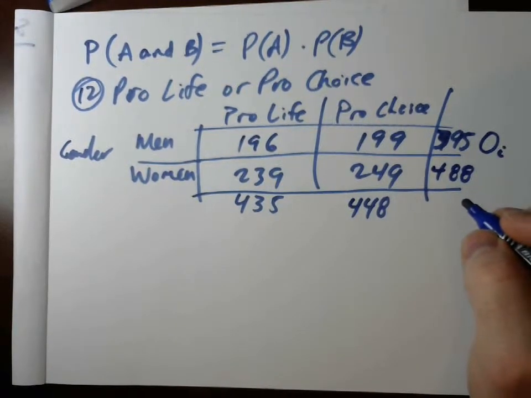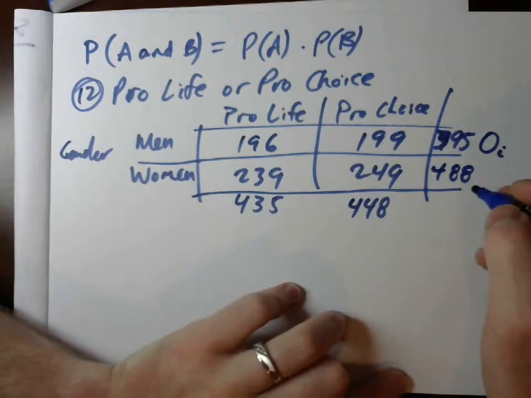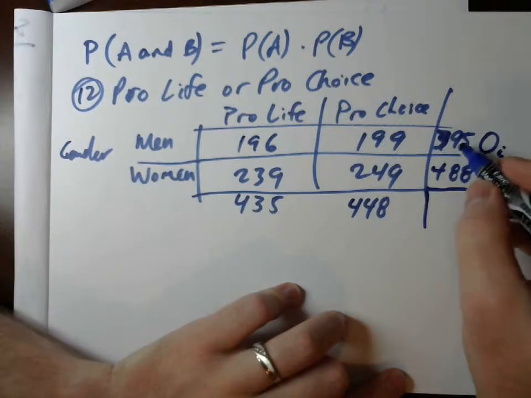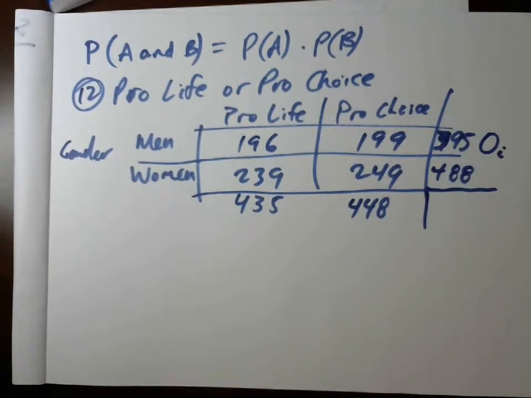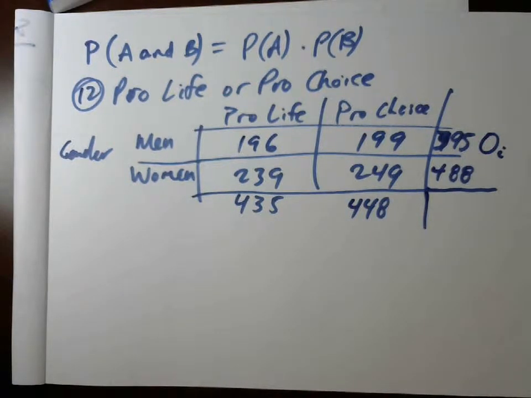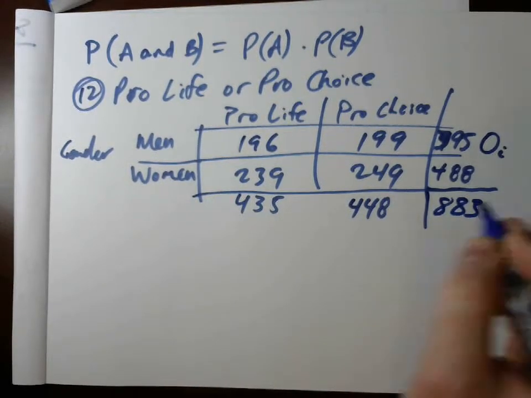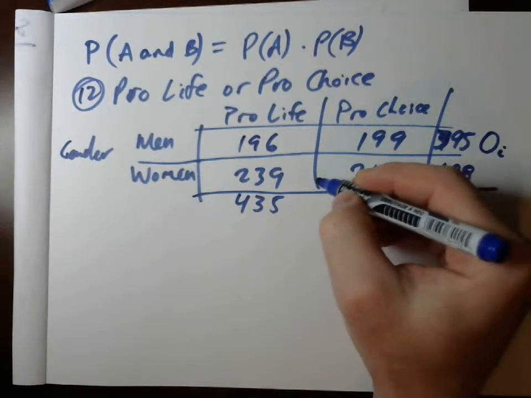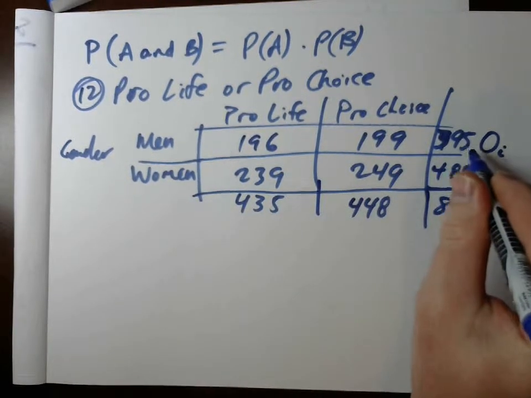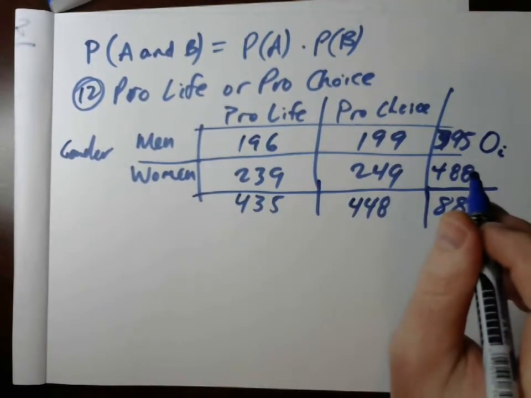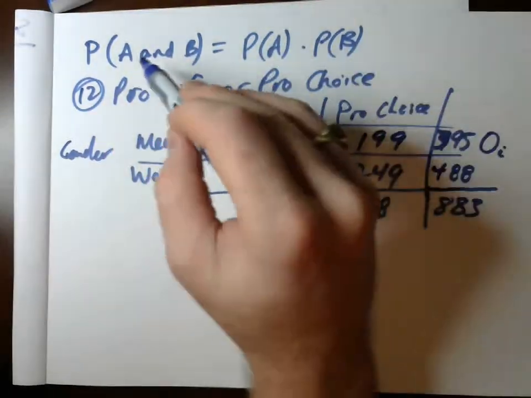So we have a total. We can just add up either this row or this column and get the total. Obviously, 395 plus 488 is 883. You'll get the same number if you add this row here. So there's your total of all the values. We're going to use this information to figure out what the expected amount would be if they were independent, using this equation.